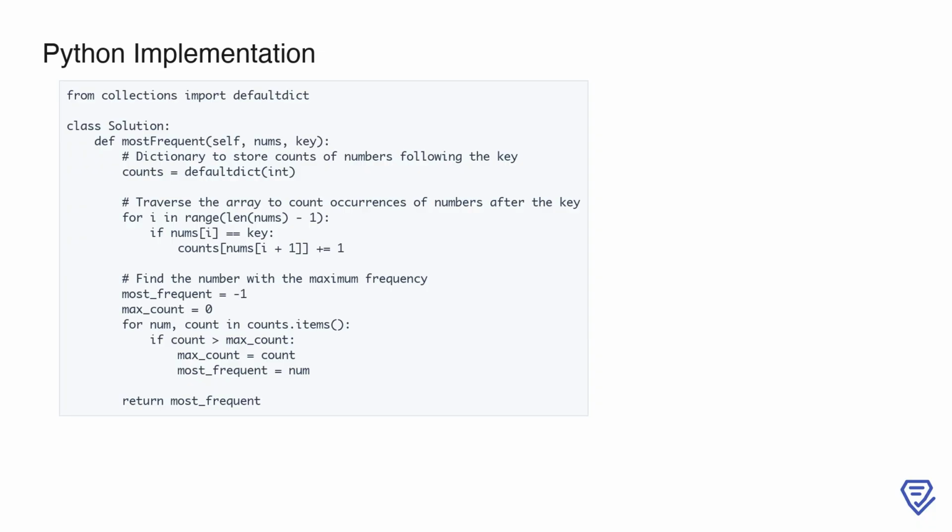If the key does not occur in the array or no number follows it, the most_frequent variable remains its initialized value of -1, which is returned as the result. This solution is efficient, with a time complexity of O(n), due to the single traversal of the array and dictionary, making it well suited for large inputs.